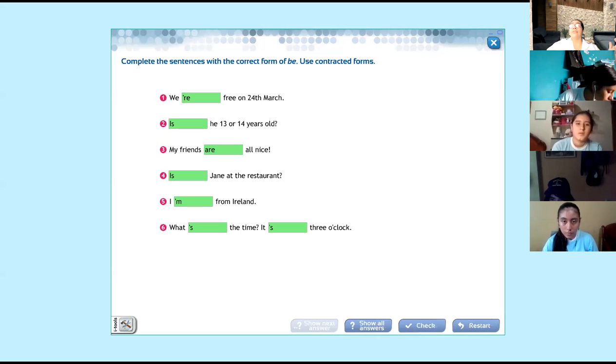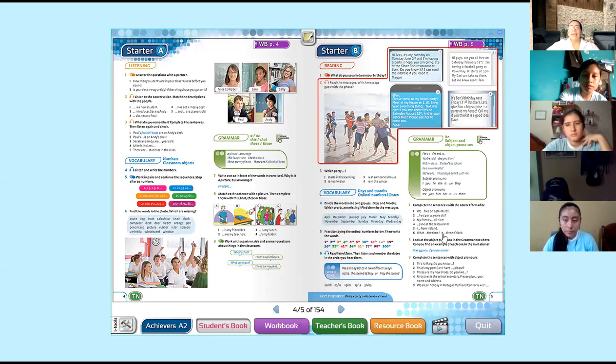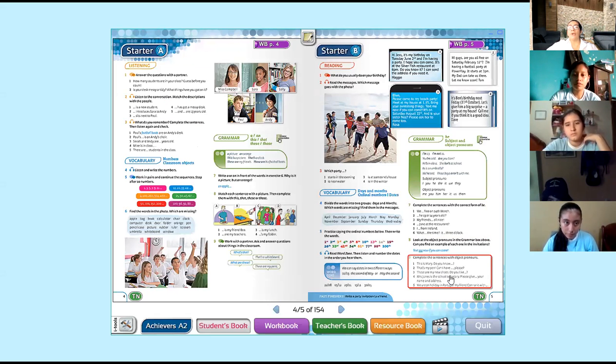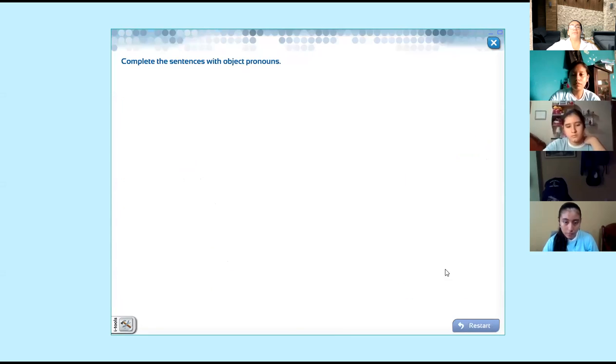Please correct the errors. Correct the errors in your worksheet. Correct the errors. Corrija su hoja de trabajo. Siempre haga lo mismo. Corrija, toma capturas. You can take the captures for that, okay? 1, 2, 3, okay?